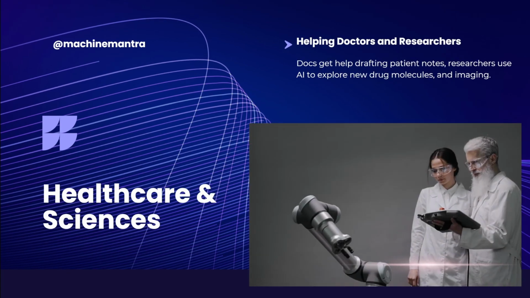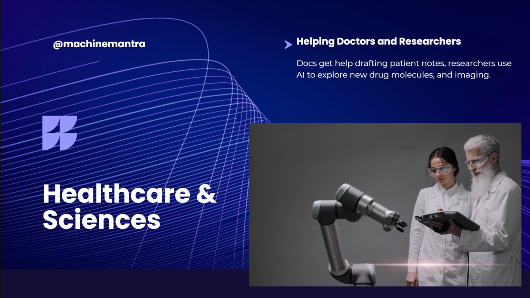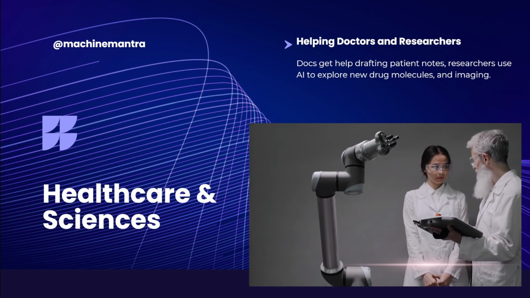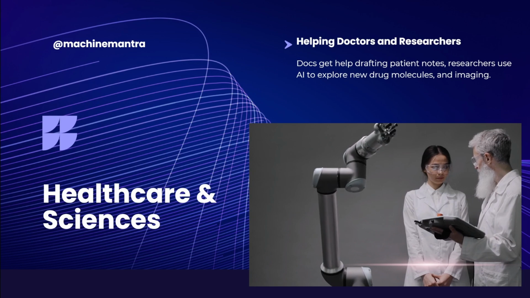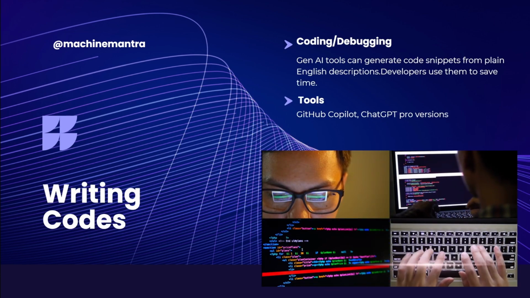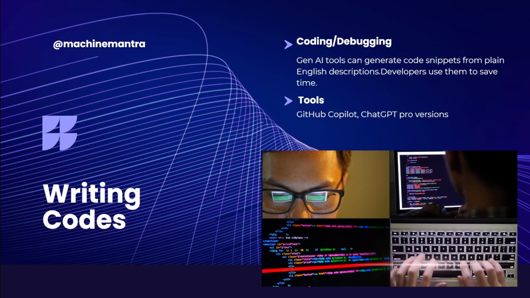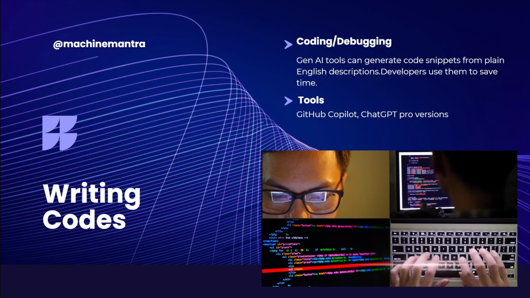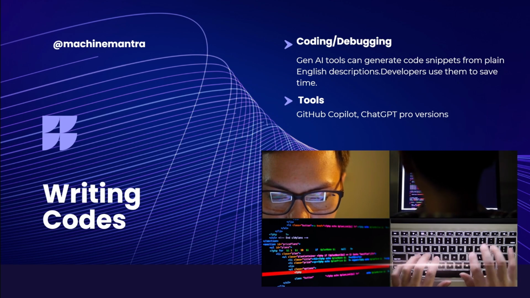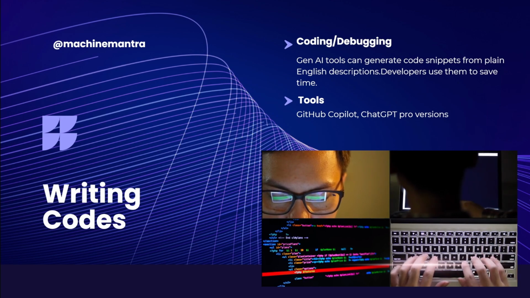Now moving on to another application, it is in healthcare and sciences. Generative AI helps doctors in drafting patient notes. Researchers use AI to explore new drug molecules and imaging, so it saves a lot of time and effort. Another application is in writing code or debugging. Generative AI tools can generate code snippets from plain English descriptions, and developers use them to save their time. The tools that can be used for this are GitHub Copilot and ChatGPT Pro versions.